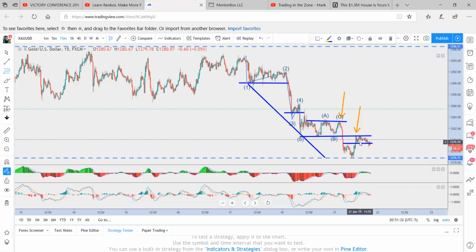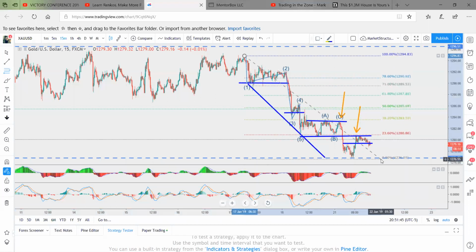Yes, thank you. And Fibonacci, all you do is you can use it on any time frame. You use it from your swing high to your swing low. So even though I used it on a higher time frame, if I wanted to use it here, from my recent swing high to my recent swing low, you can see it's rejecting off the 23.